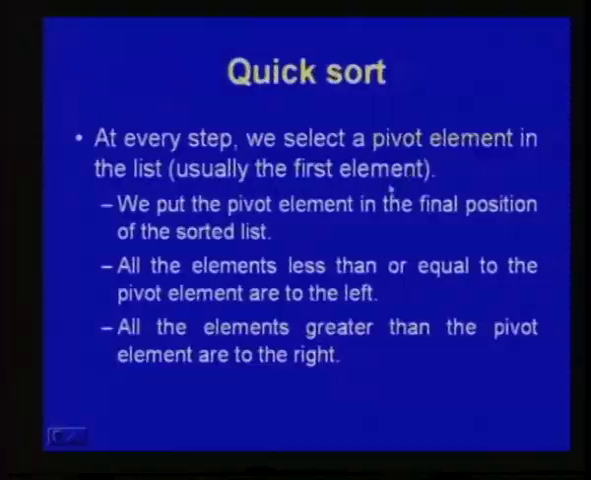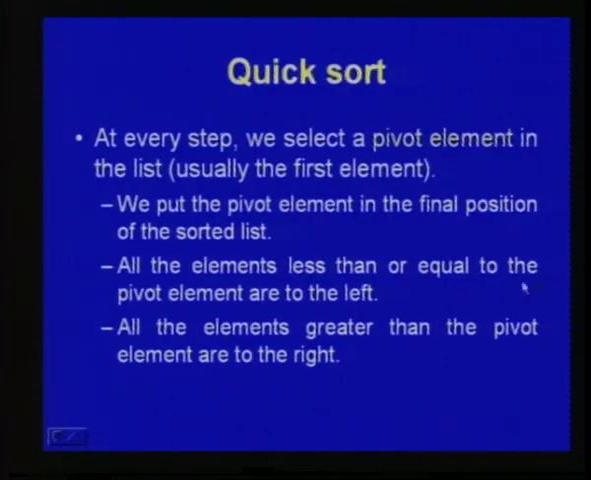Quicksort also uses a divide and conquer strategy, but here we select a pivot element in the list, which is usually the first element. We put the pivot element in the final position of the sorted list. Please note, whatever that element is, you try to put it in the actual position it will have in the sorted list. All the elements less than or equal to the pivot element should be on the left of the list, and all the elements greater than the pivot should be on the right. That is quick sort.